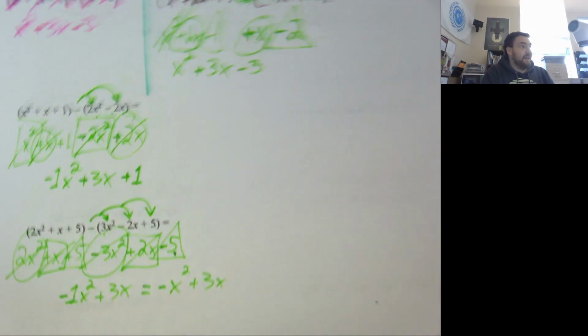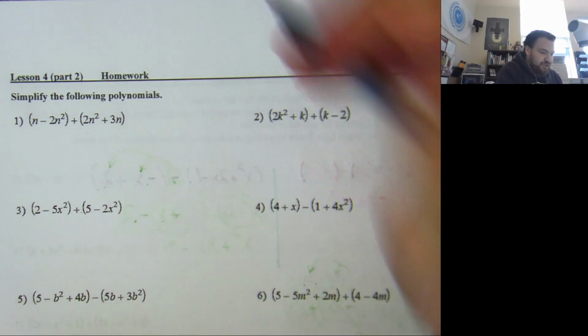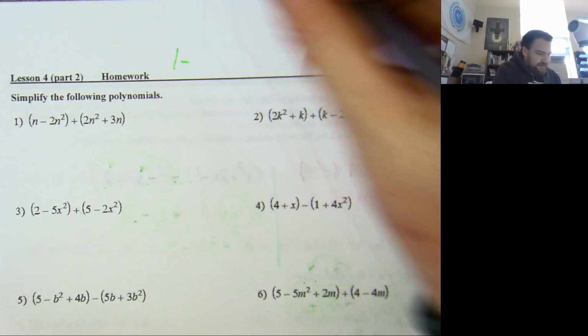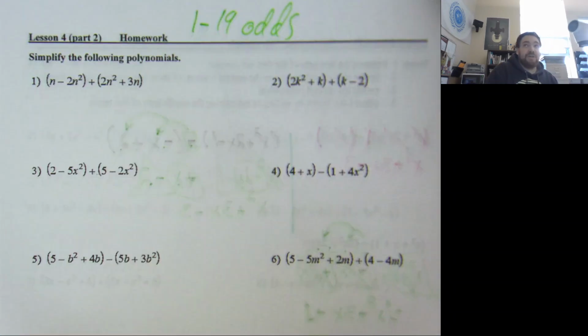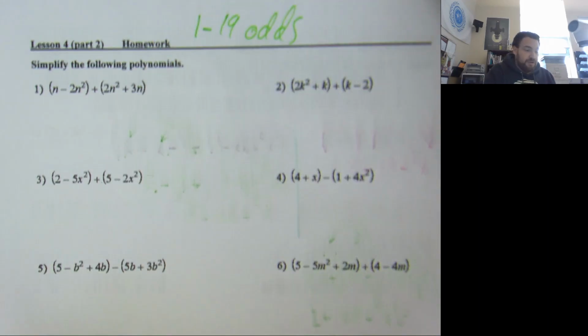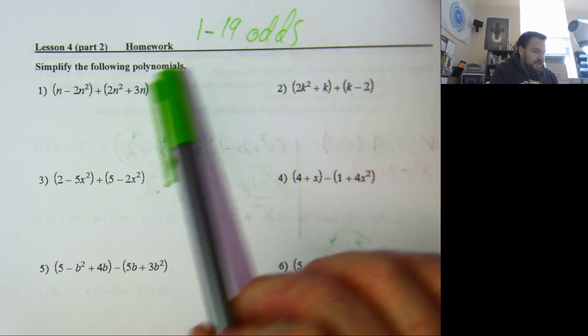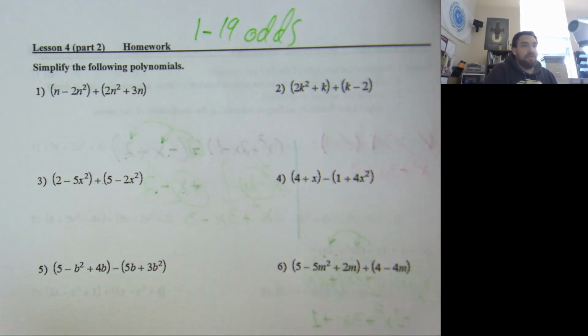Here's what I want you to do for the remainder of class. And it's not just socialize. Here it is. I want you to flip to this page. I want you to do 1 to 19 odds. There's technically 20 questions, but I only want you to do the odd ones. And the instructions say simplify the polynomial. So whatever it says, whether it's adding or subtracting, now go and do that.